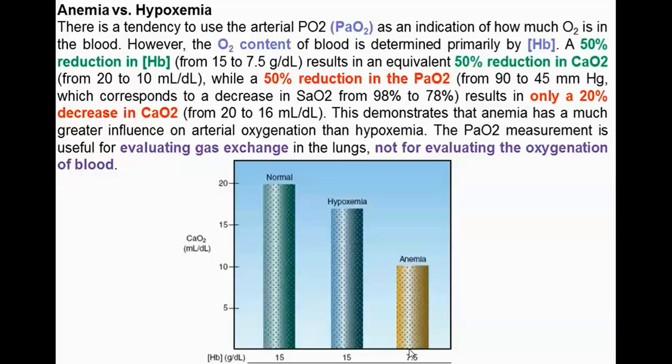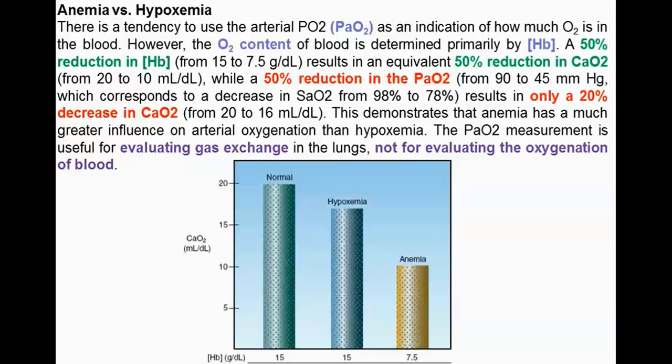it decreased by how much? Half, 50%. So its oxygen content will be 7.5 times 1.34, which equals 10, and his saturation is normal. But for the other patient, his hemoglobin is normal, but only the PO2 is decreased, so only the dissolved part.